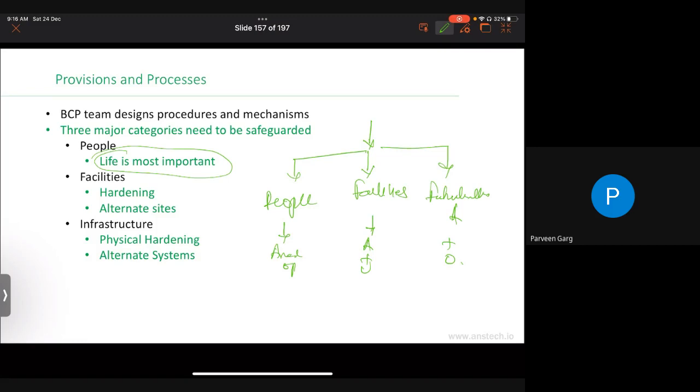Life is the most important asset. Then how do you keep your facilities going? You harden them. You have alternate sites. Okay, if you need an additional data center, you might have an alternate data center. Your infrastructure might require certain hardening. If you have analyzed that earthquake is your biggest risk, then you would like to have certain hardening systems for your data center. And you might have certain alternate arrangements for your systems which are required for your critical functions to operate. Okay, and these are the provisions you give.